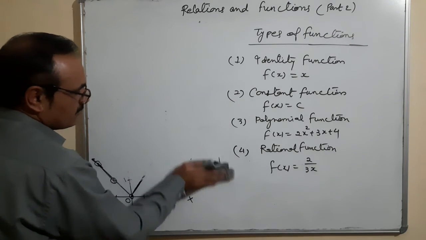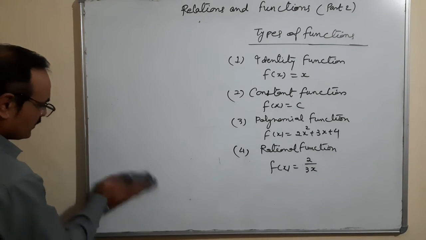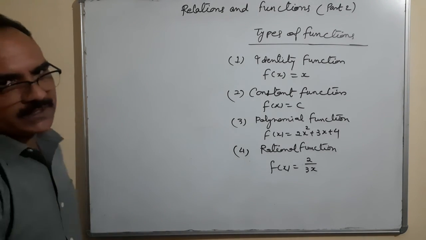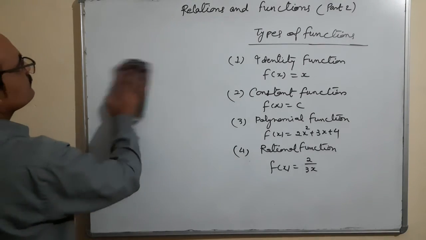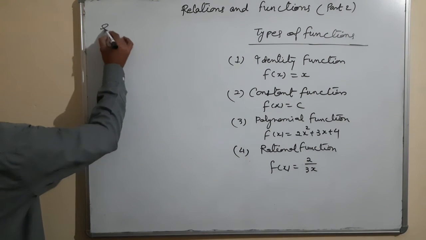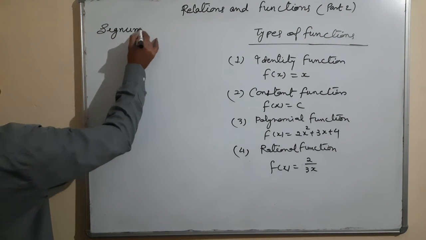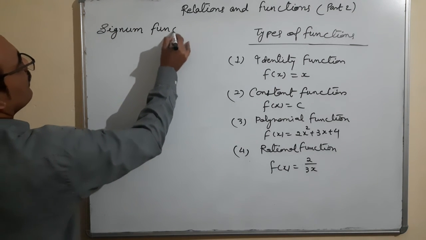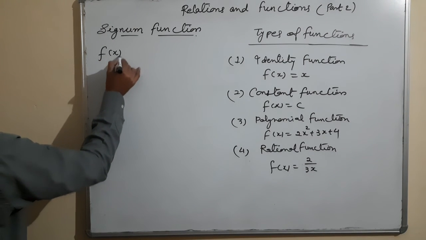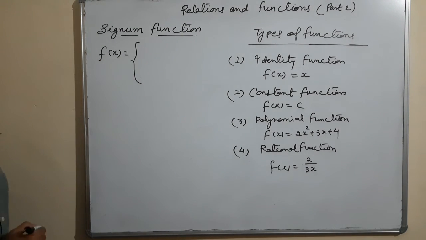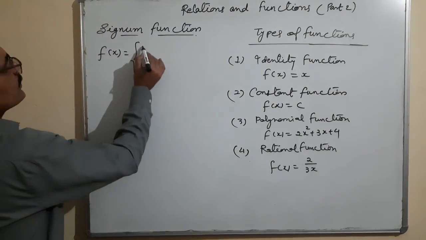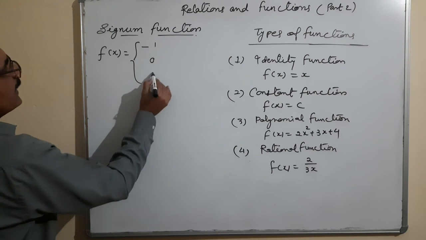After the modulus function, we are discussing the second important function, that is the signum function. What is it? Signum function. Signum function f of x is equal to... we will get three values in the codomain: minus 1, 0 and 1.